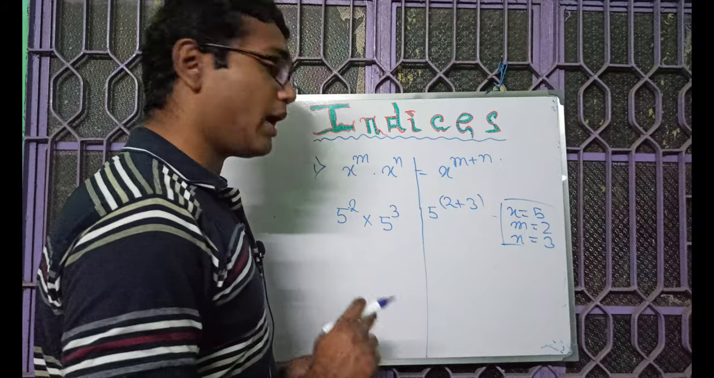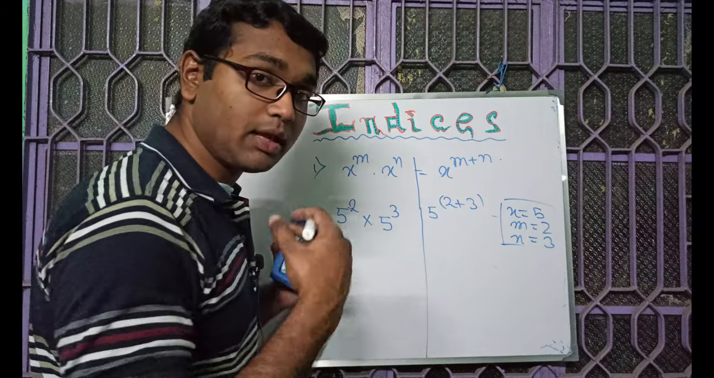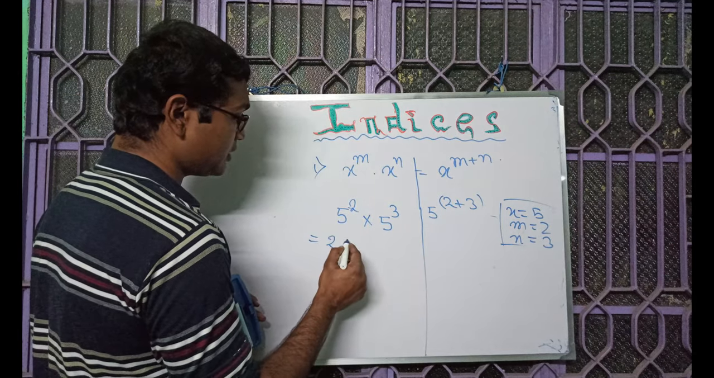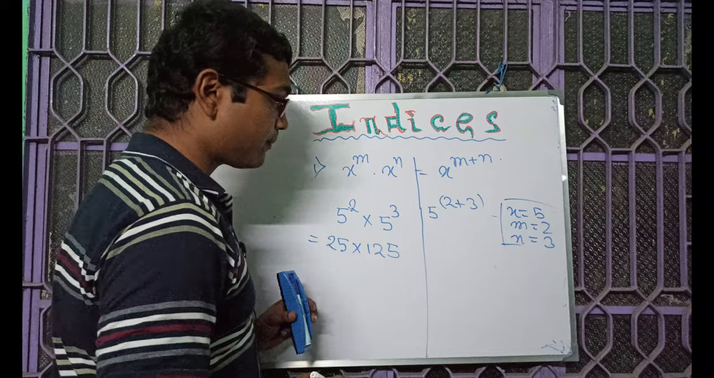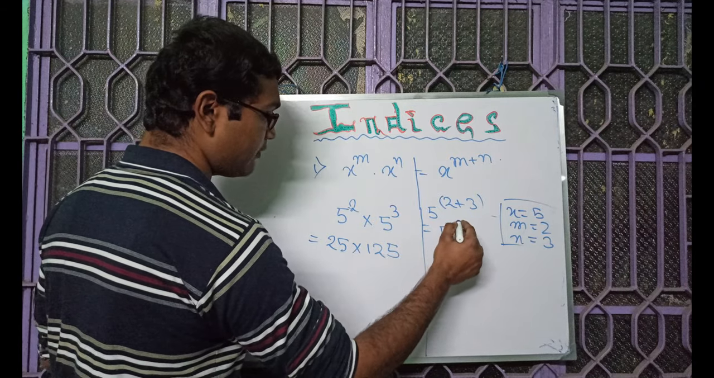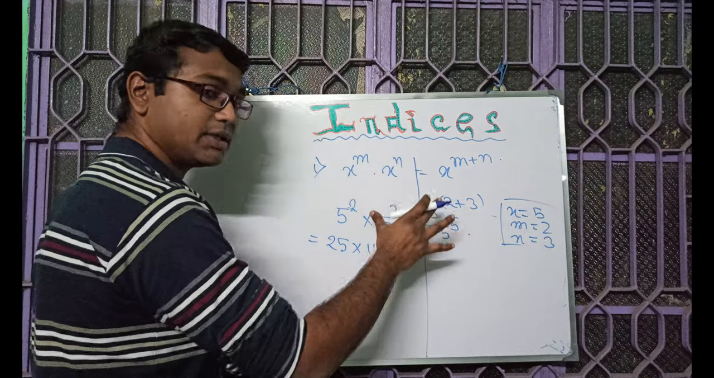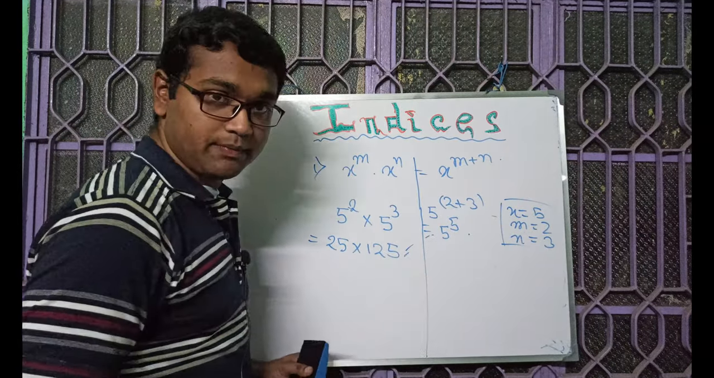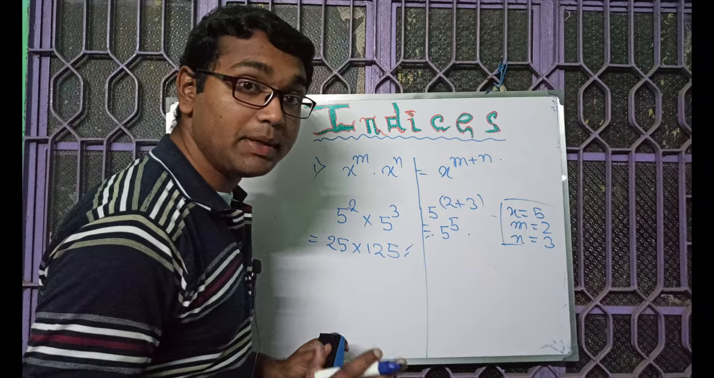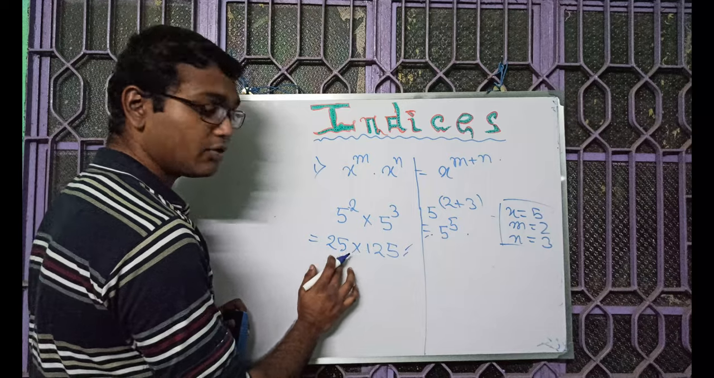Now I will suggest you guys to try to calculate them in your mind. So this is 25 into 125, right? And this one is obviously 5 to the power 5, right? If this thing is true, then we will find these two equal. If not, they will not be equal. So let's multiply 125 into 25.